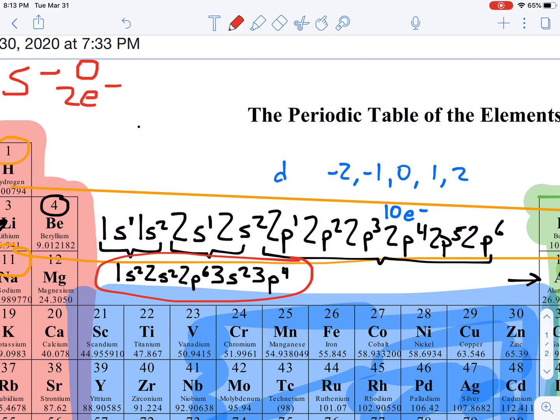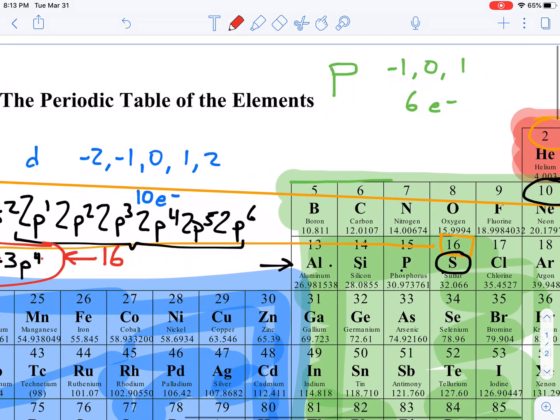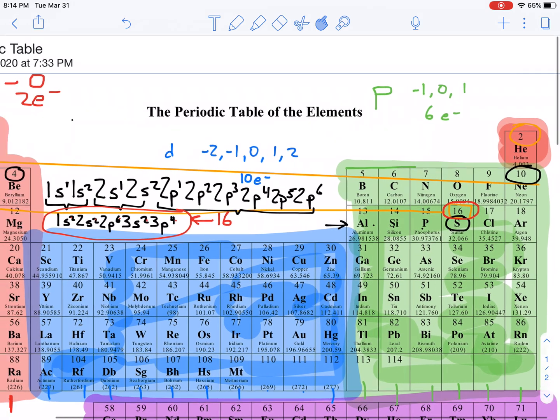And little pro tip here, one little fun thing, add your superscripts together. So 2 plus 2 is 4, plus 6 is 10, plus 2 is 12, plus 4 is 16. Sulfur has 16 positive protons, which means it must have 16 negative electrons. So the fact that those numbers match up is not a surprise, and it's a great way for us to check our work.